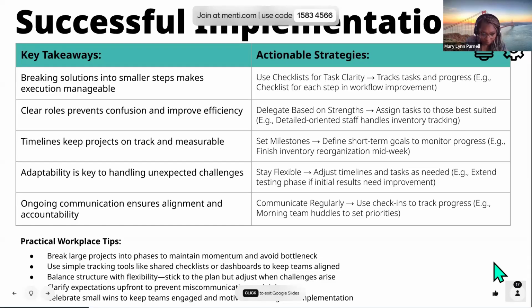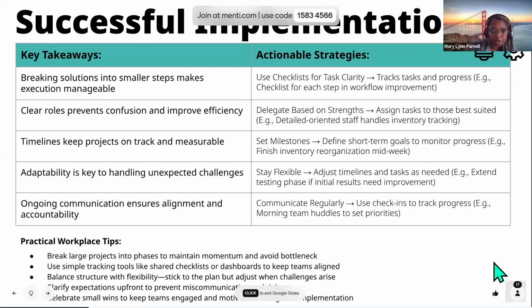Successful implementation really highlights when we're breaking solutions into smaller steps, using checklists for task clarity, tracking our tasks for progress. So is there a process for a workflow improvement that can be easily done with the checklist? Is it something that we can do?